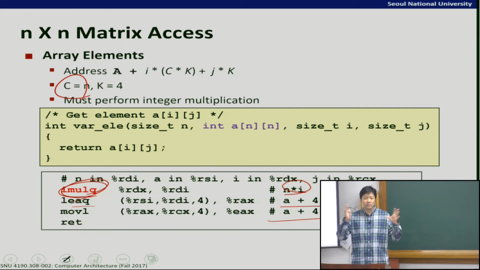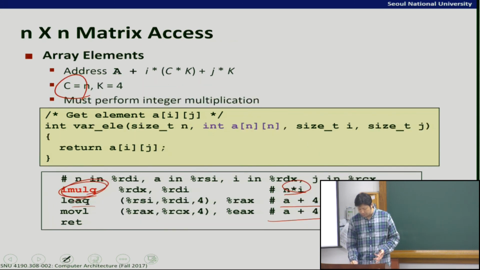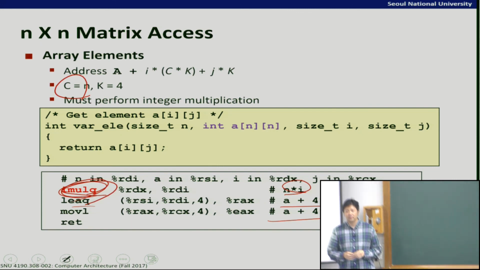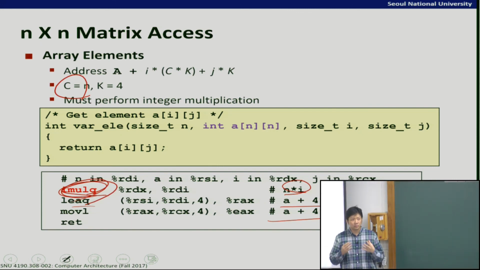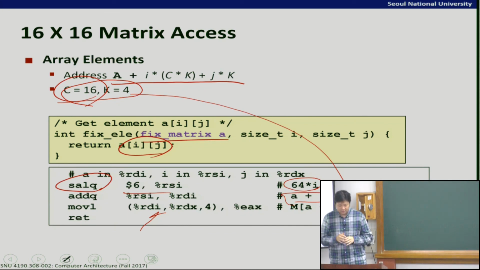So they look similar. They use the same number of instructions as the previous slide, but the difference is that the shift instruction is much cheaper than the general integer multiply. Because we don't know exactly the size of the array, we cannot avoid using the generic integer multiply instruction. But in the previous example, we can use a fixed shift instruction, because we already know the size of the array.